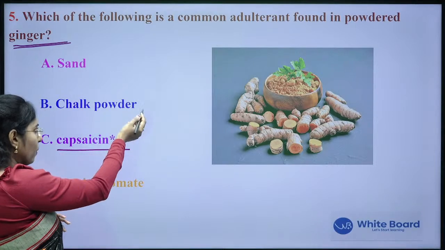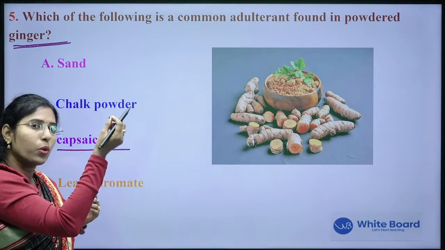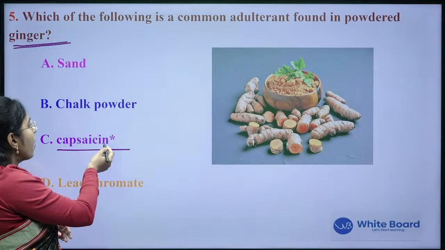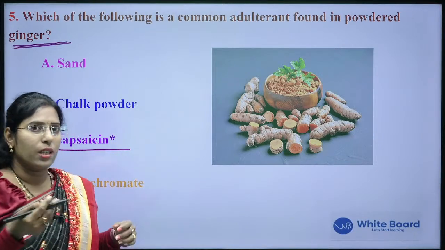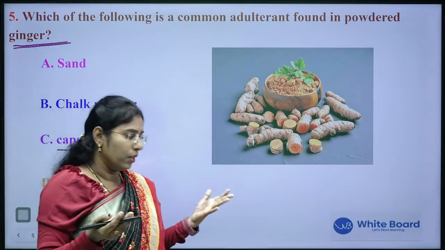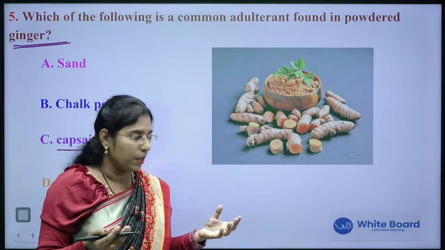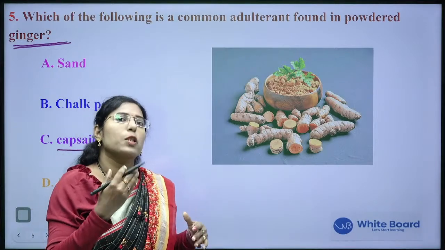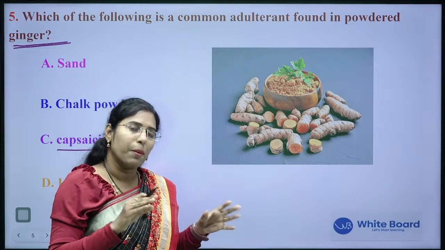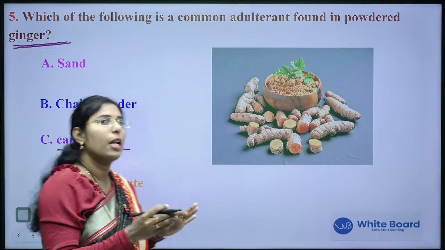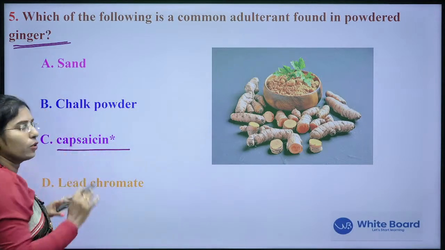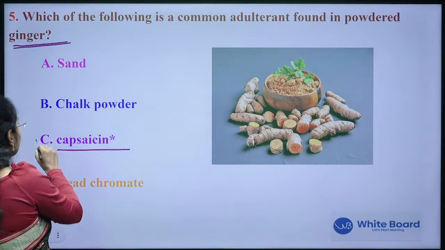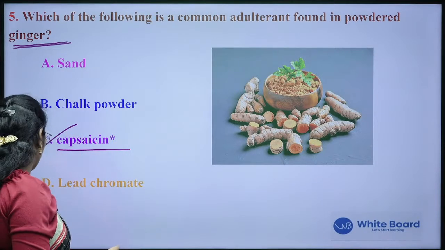Chalk powder is white in color and it won't have any taste also. Whereas capsaicin, which is obtained from capsicum, will have similar spiciness. Because of the similar spiciness as that of the ginger, they will be adulterating it with capsaicin. So option C is the correct answer for this one.